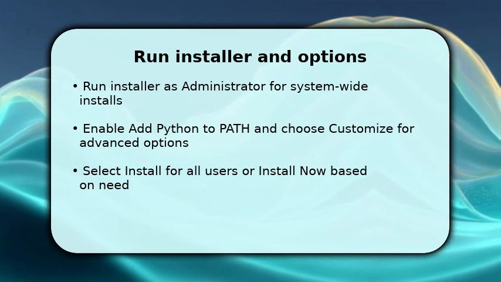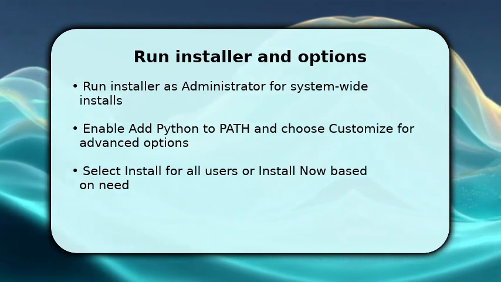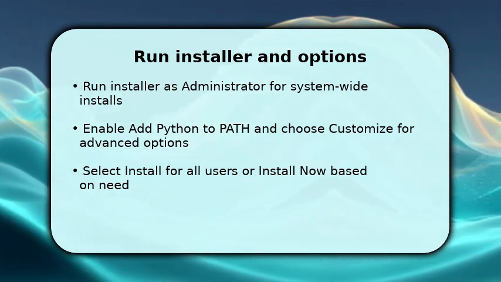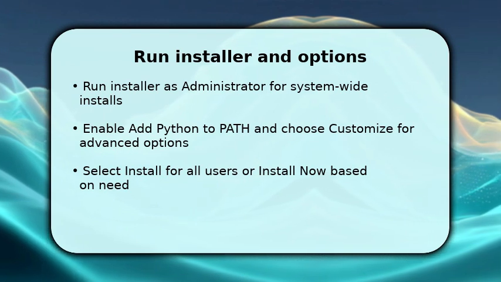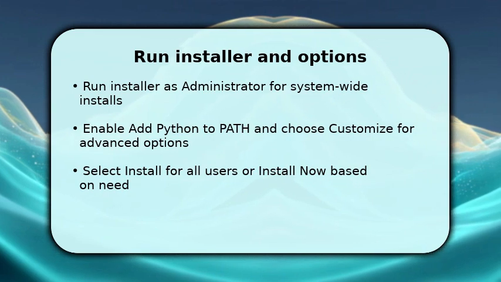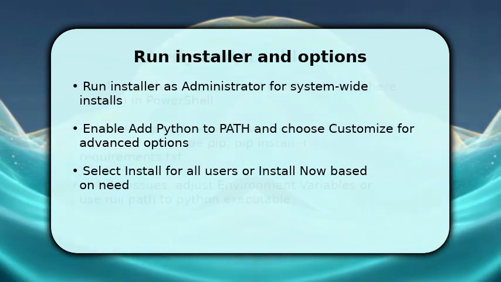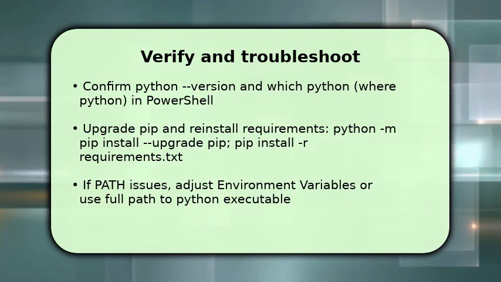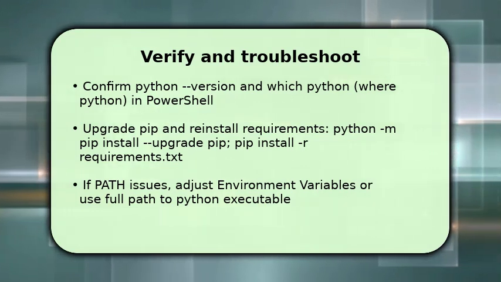During installation, watch for optional features like Tcl/Tk or debugging symbols. These matter for GUI apps and native builds. When it finishes, test python --version again. You now verify the update by running python --version and where python so the shell points to the new executable.